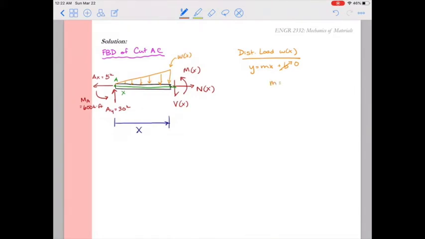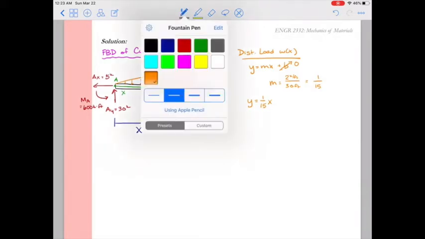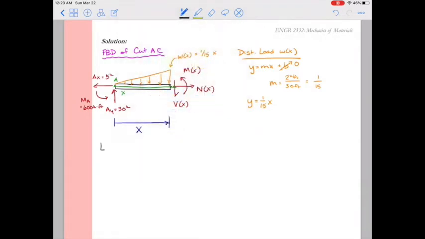So that just basically means I need to find the slope of this line. I know from my original picture that it goes up to a value of 2 kips per foot after a length of 30 feet. So that gives me a slope of 1 over 15. And so y equals 1/15 x, or in this case, omega of x is going to equal 1/15 x. So that's the height at any point along the length of this beam. I think I have everything I need to go ahead and solve this.